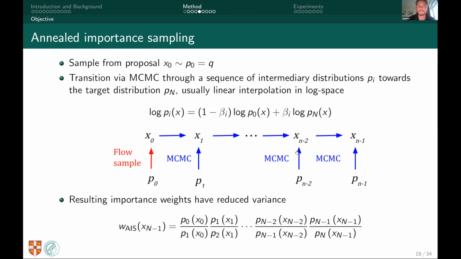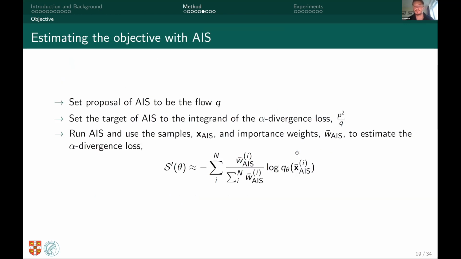So the trick that we do is to sample from Q and then run annealed importance sampling with P squared over Q as the target, to then give samples that are going to be really good for estimating our loss, which we use for training the flow. And specifically, we derive this.